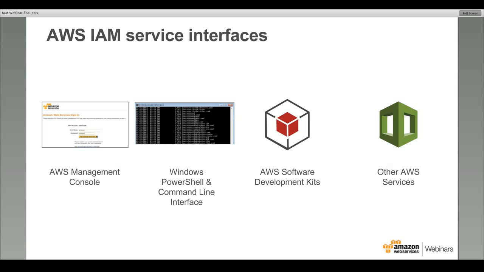In terms of service interfaces, much like many of our other services, you can consume identity and access management or configure it via our management console or a command line utility such as Windows PowerShell or a cross-platform CLI. You could also integrate it using the software SDKs that we publish for different languages, as well as interact with IAM indirectly via other AWS services. And in this example, I'm going to be picking on our own AWS CloudFormation.